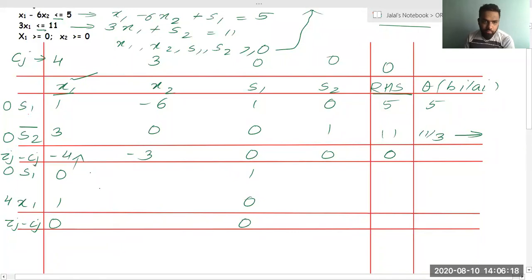It is understood. Okay, now we need to find the key element. So the key element will be 3, so we have to make it 1. 3 by 3 is already 1, we need not worry about it. Then 0 by 3 will be 0, not an issue. 0 by 3 again will be 0. It is already mentioned. 1 by 3 is 1 by 3. 11 by 3 is 11 by 3.